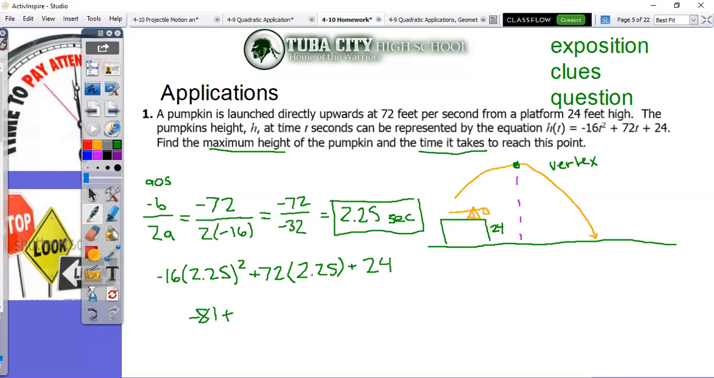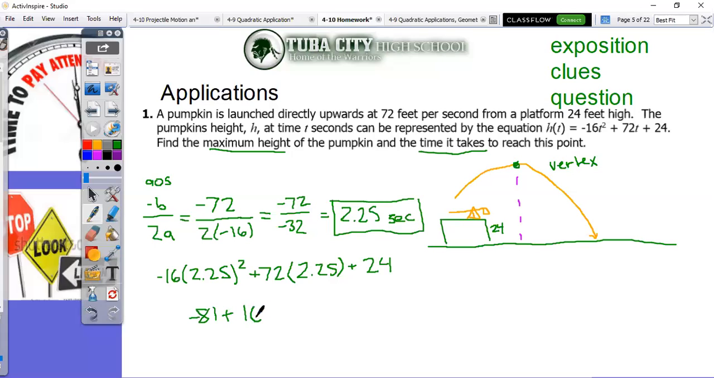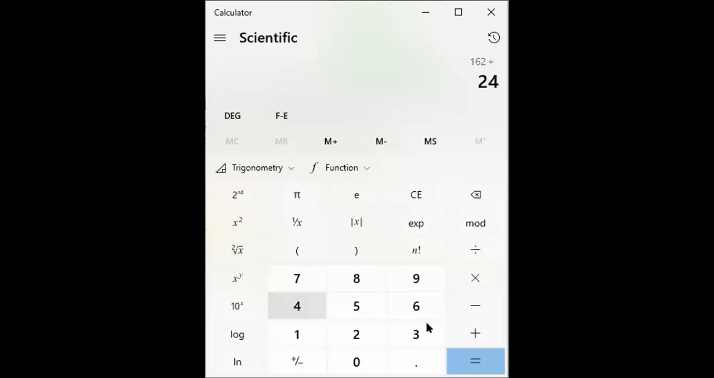plus, and then we have no negative numbers here, so that should be an easy one to cover. So 72 times 2.25, and we get 162. Plus 24. And from here, we can go ahead and add all this together. And I'm just going to go back to the calculator really quick. 162 plus 24 minus 81. And there we go. We have our final result. So that's going to be 105 feet.